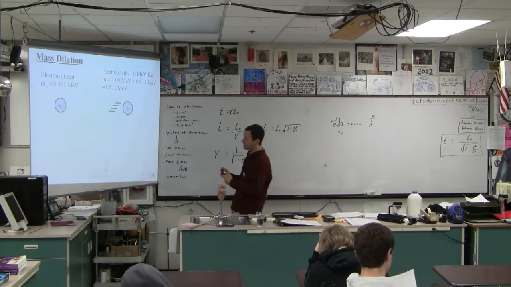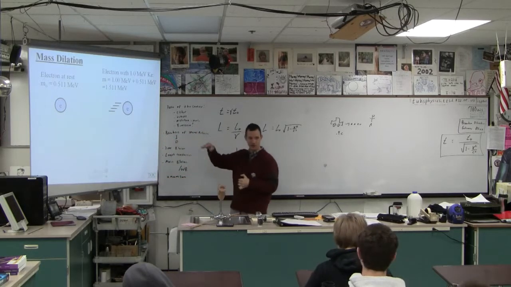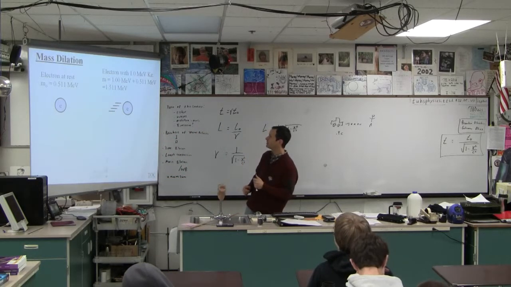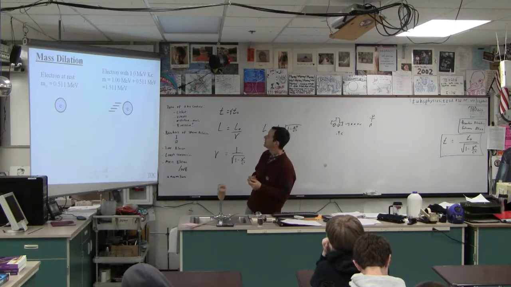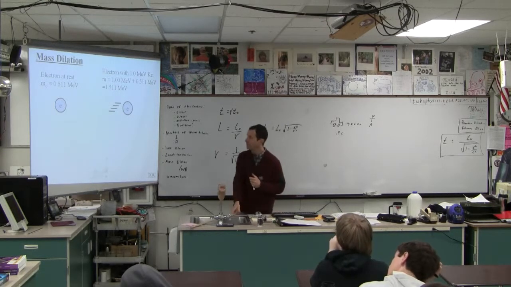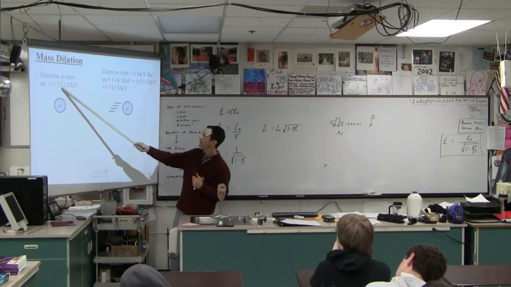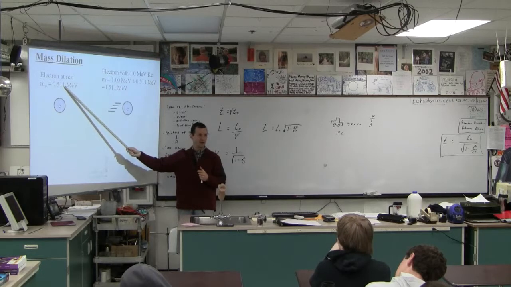And then mass dilation. This is one you could just read in your text, in the little section on length contraction, and you'll see how they derive it. Mass dilation is beyond the scope of this class. But let's imagine we've got an electron at rest. Have you ever wondered why they give you rest mass in energy? Isn't that a weird thing to do? We kind of know why they do it because of this.